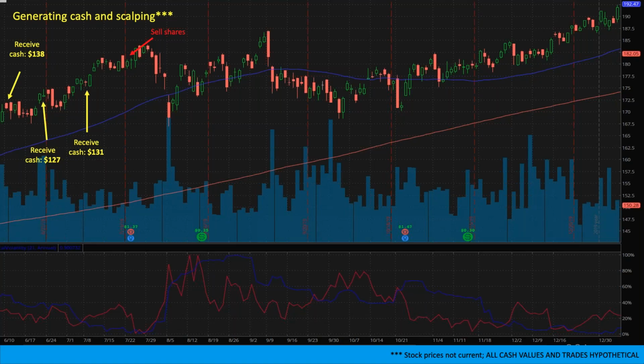Now, the next Monday, when the market opens, guess what happens? Cha-ching, it's payday again. Your new contract gets you $152 this time. And here's what happens next.